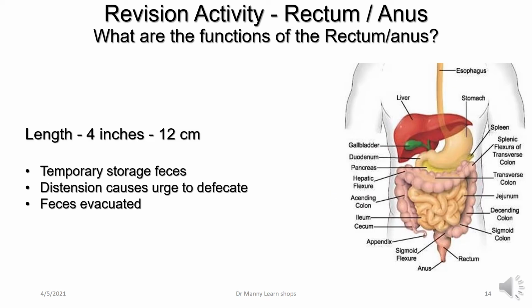So what do you consider the functions of the rectum then? Well, the rectum is approximately 12 centimeters or 4 inches long, and its function is basically to store feces temporarily so you can expel it. Any distension in this area gives you an urge that you want to defecate or expel the stool. And then, with the sphincter released, feces is evacuated. The anal sphincter.